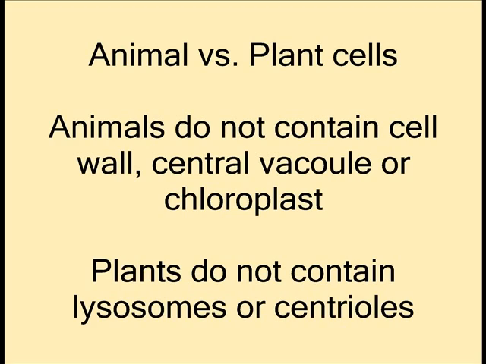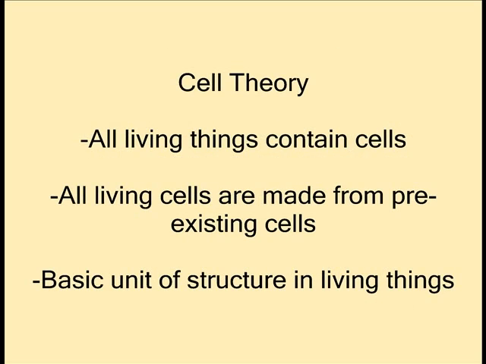What differentiates plant cells from animal cells is that animal cells do not contain a cell wall, central vacuole, or chloroplast, while plant cells do not contain lysosomes or centrioles. Finally, cell theory states that all living things contain cells, all living things are made from pre-existing cells, and that cells are the basic unit of structure in living things. And with that, we end this tour.